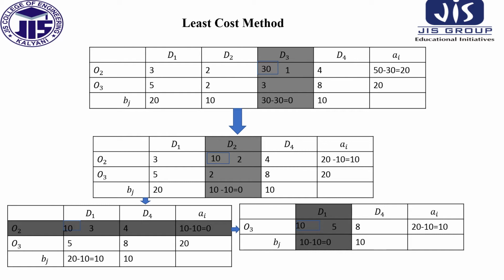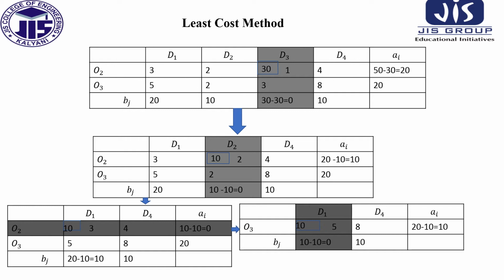Here in the 2 cell the supply value is 20 and the demand value is 10. Between 20 and 10, 10 is the minimum, so allocate 10 here. As 10 is already allocated, the demand value will be 10 minus 10, which is 0, and the supply value will be 20 minus 10, which is 10. So the demand value is 0, and this column D2 will be deleted.